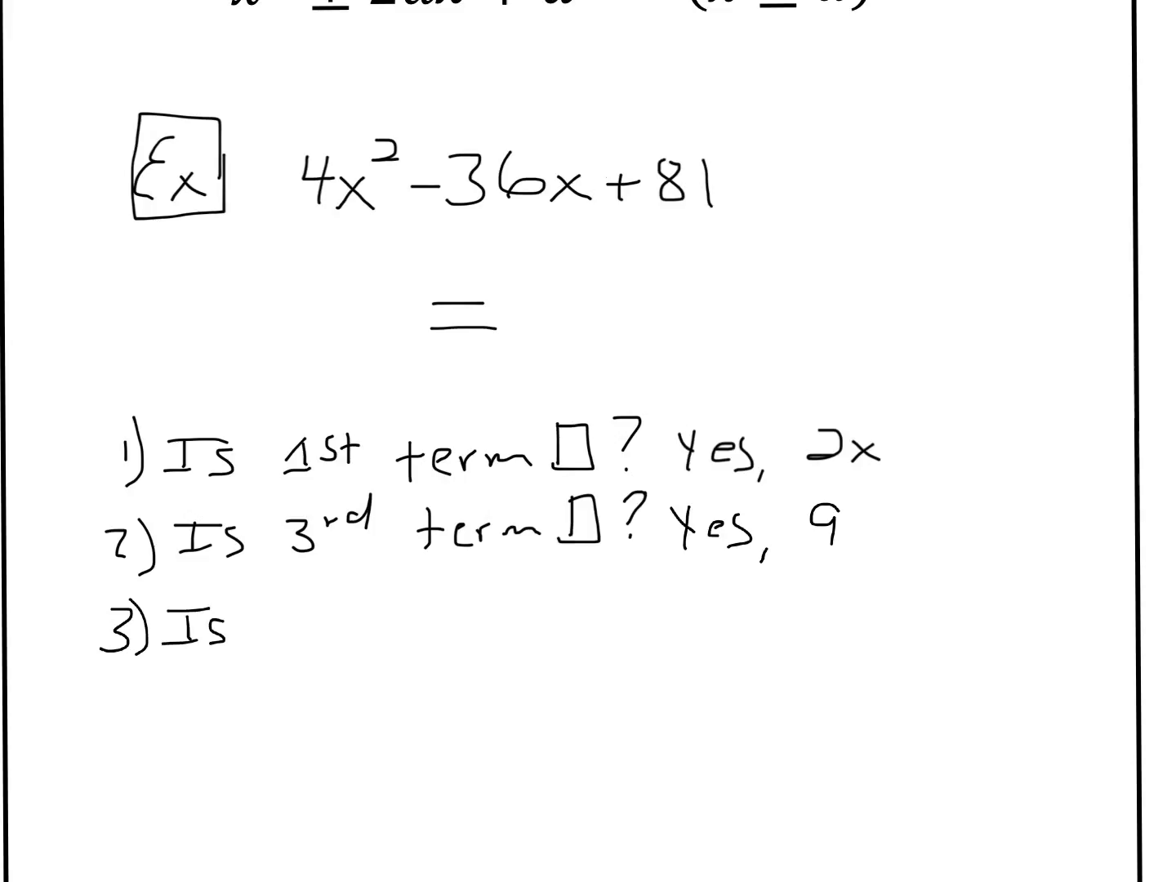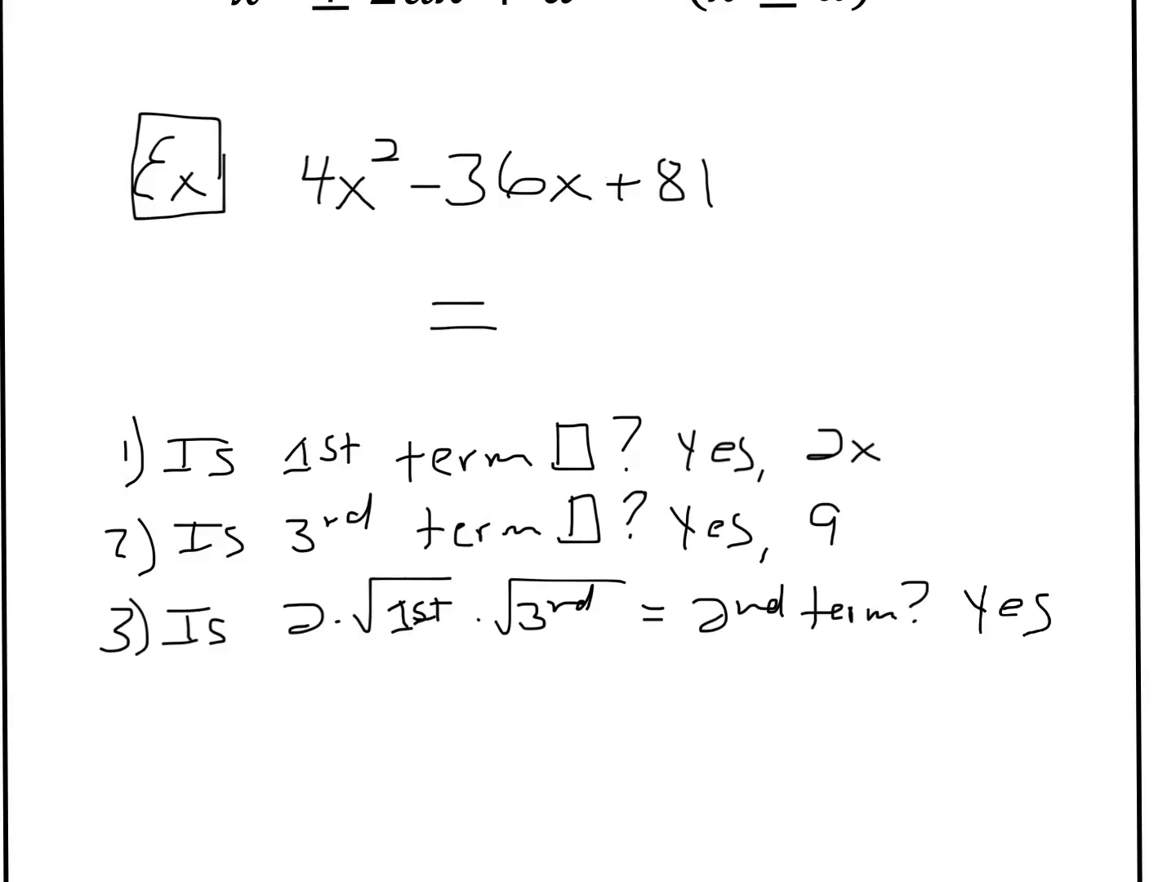Is 2 times the square root of the first term times the square root of the third term, is that equal to the second term? Let's see if that's true. If we take 2x times 9, we get 18x. If we double it, we get 2x times 9, which is 18x. If we double that, do we get the middle term of 36x? We certainly do. So that's true.